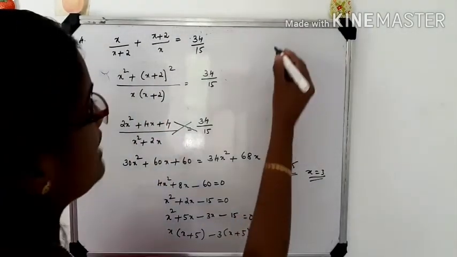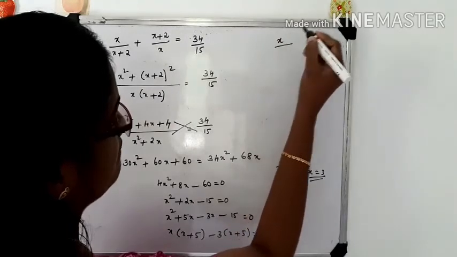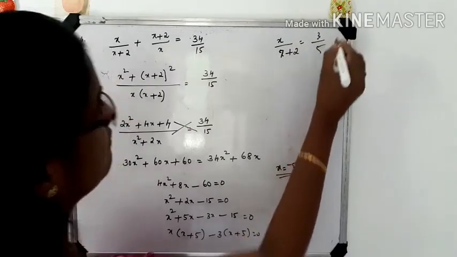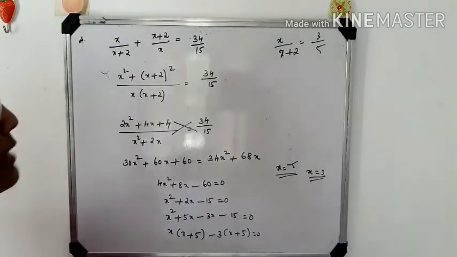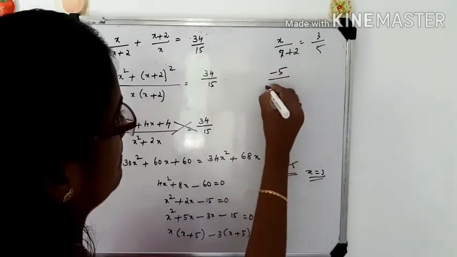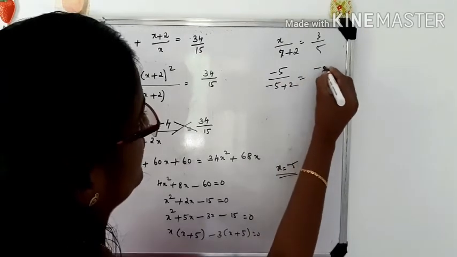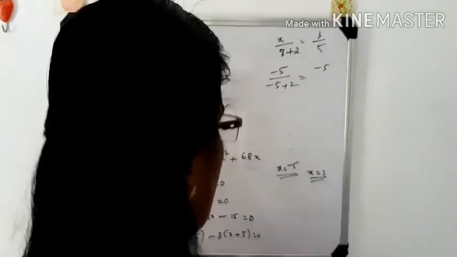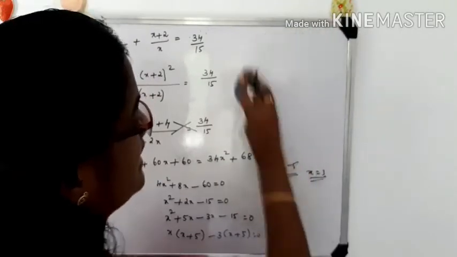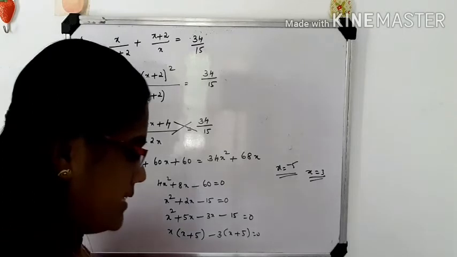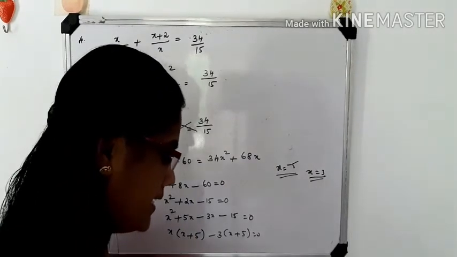Then if x is equal to 3, the fraction will be 3 by x plus 2, which is 3 by 5. Now if x is equal to minus 5, then what will be the answer? Minus 5 by minus 5 plus 2, then the fraction will be minus 5 by 3. x is equal to minus 5 or 3. Anyway, the answer will be 3 by 5 and its reciprocal is 5 by 3. So that is the fourth question.